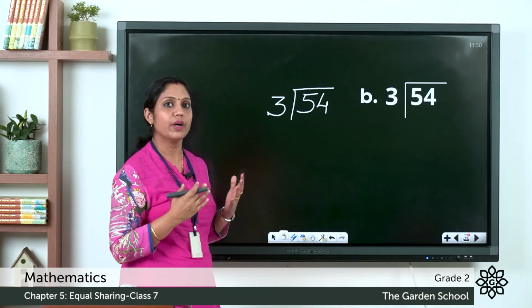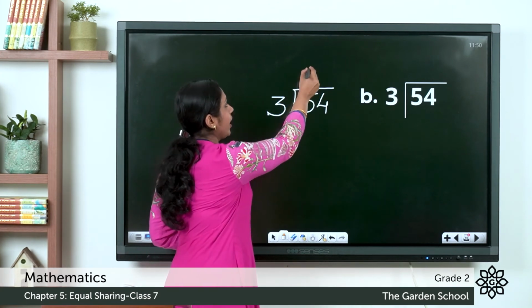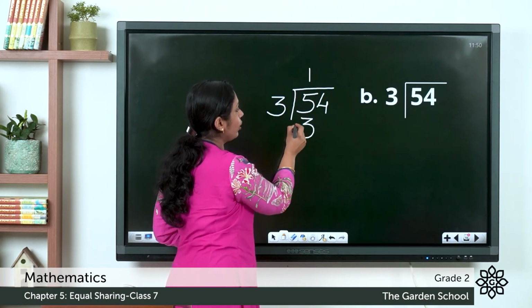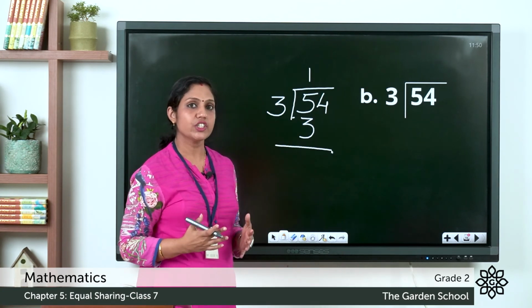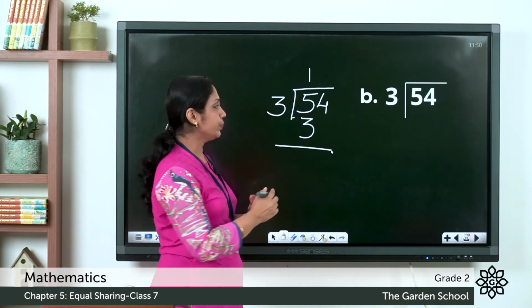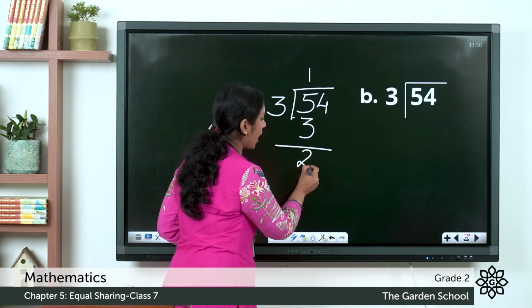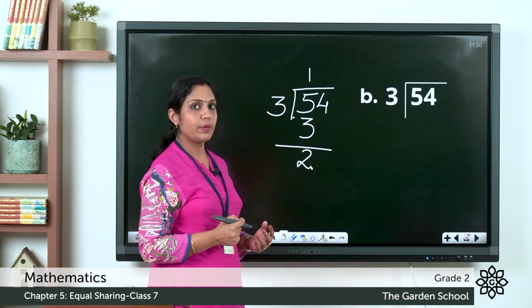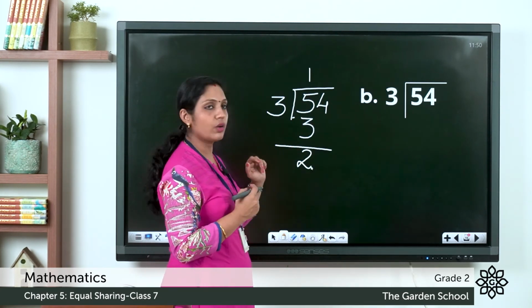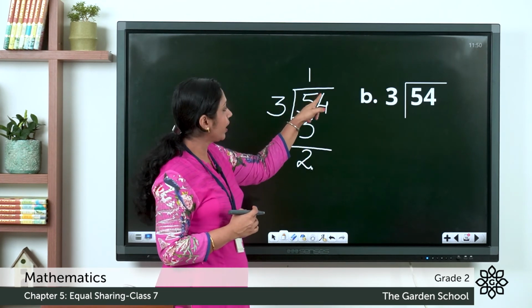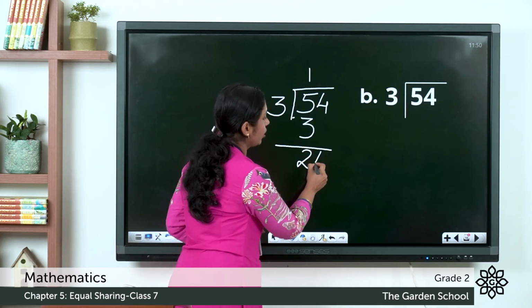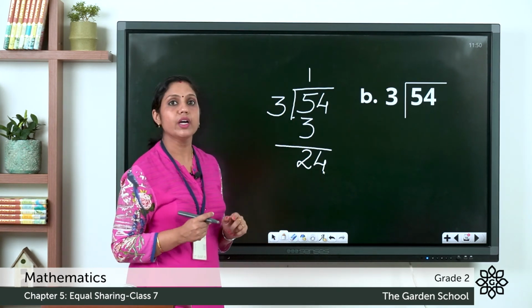So we'll take the number 3. 3 ones are 3. Write 1 on top and 3 below 5 and then subtract. 5 minus 3. How much is it? 5 minus 3 is 2. So write that 2 under it. Now next step, bring that 4 down because we have the number 54. We divided only the number 5. Now bring that 4 downwards. Now how much did you get? You got the number 24.